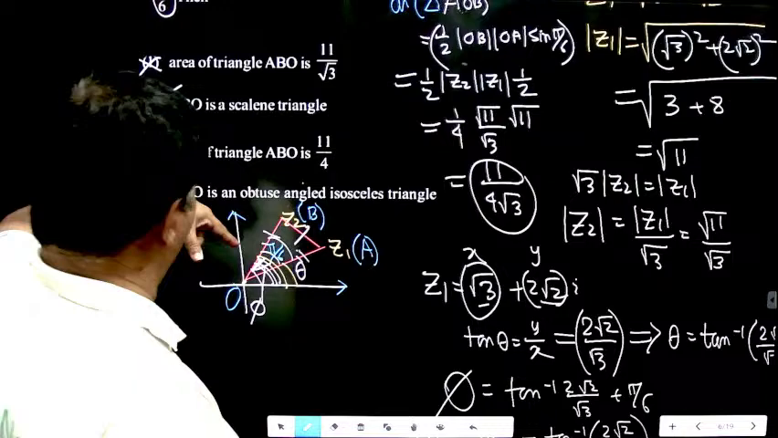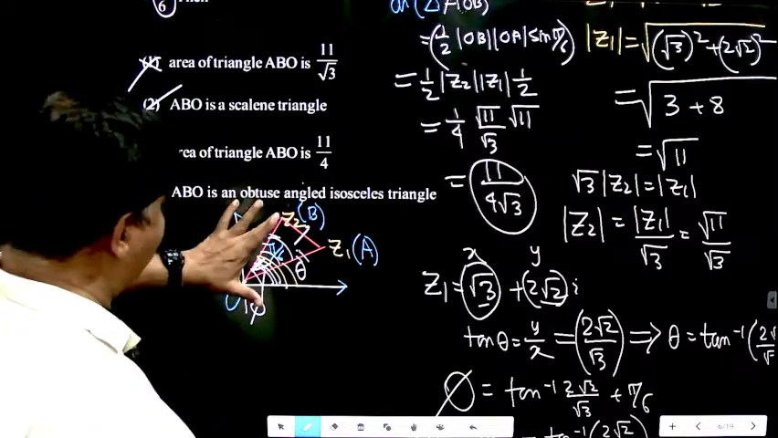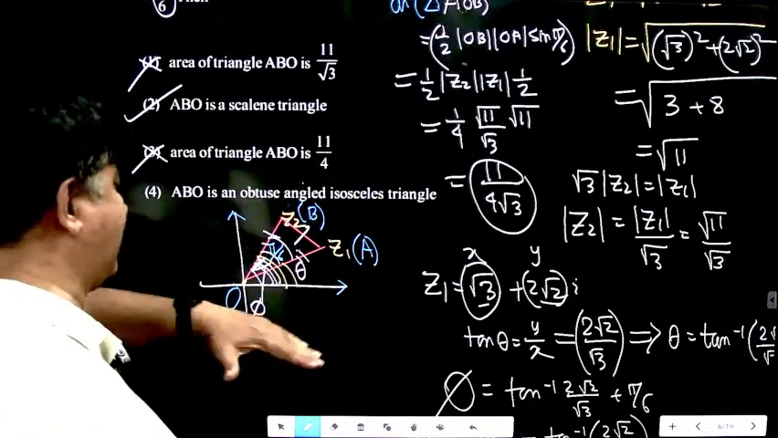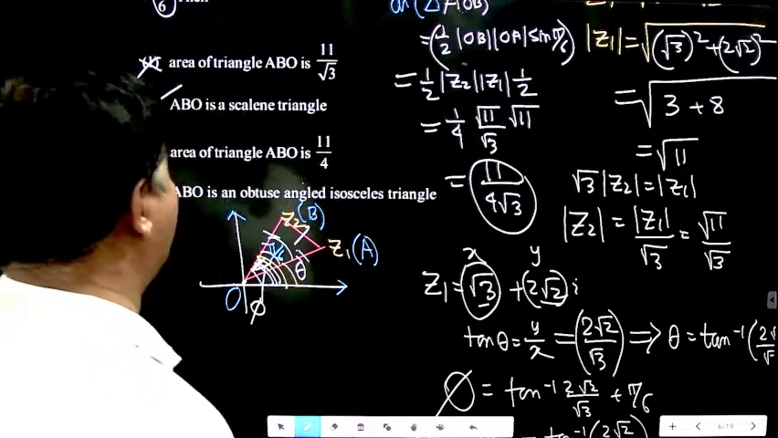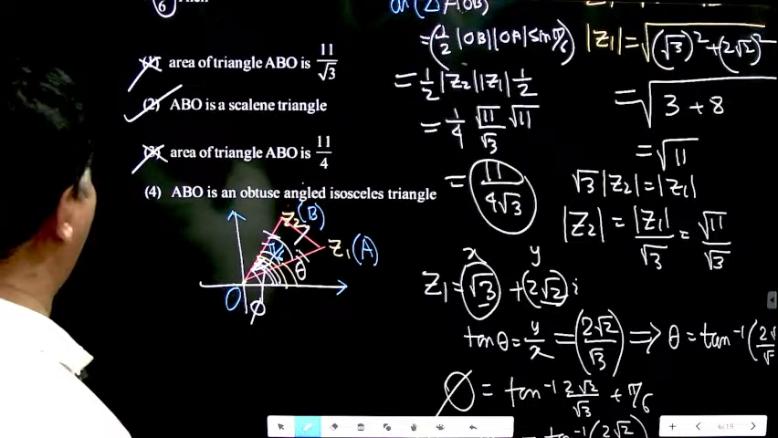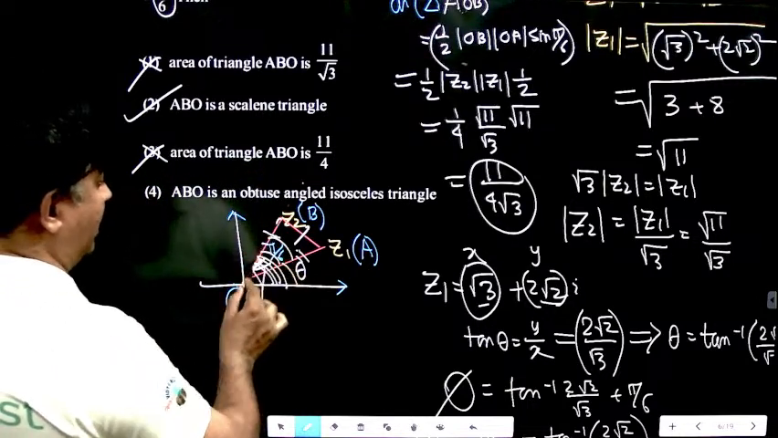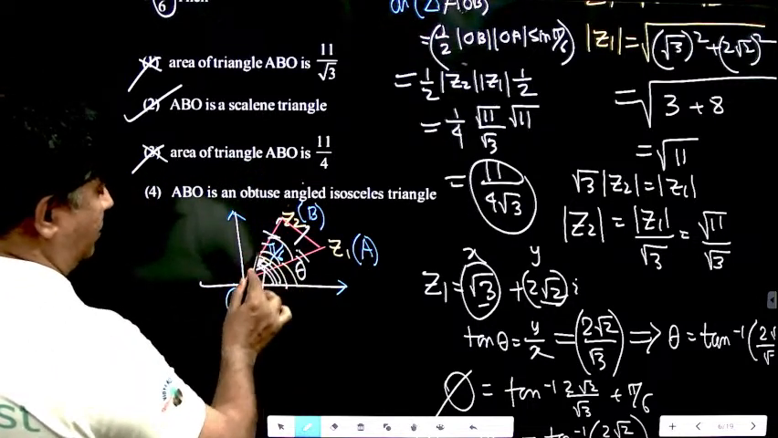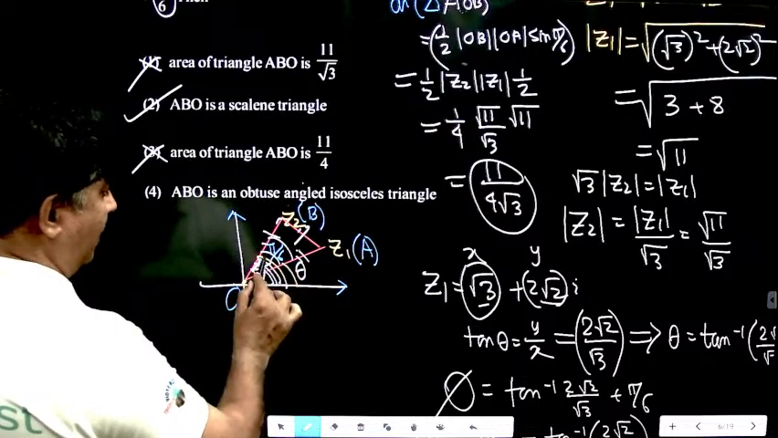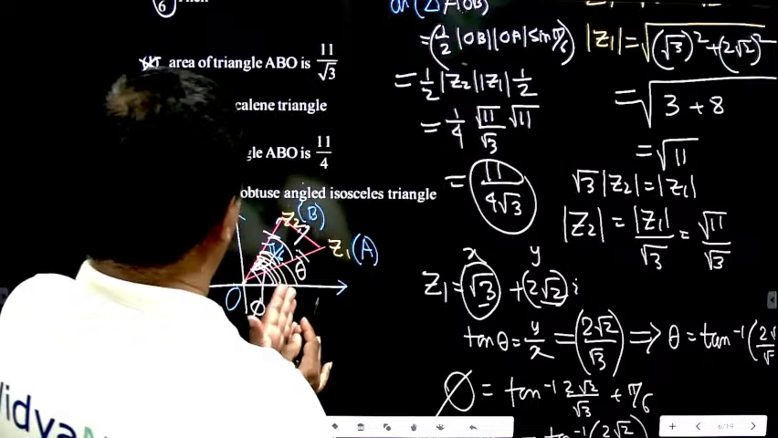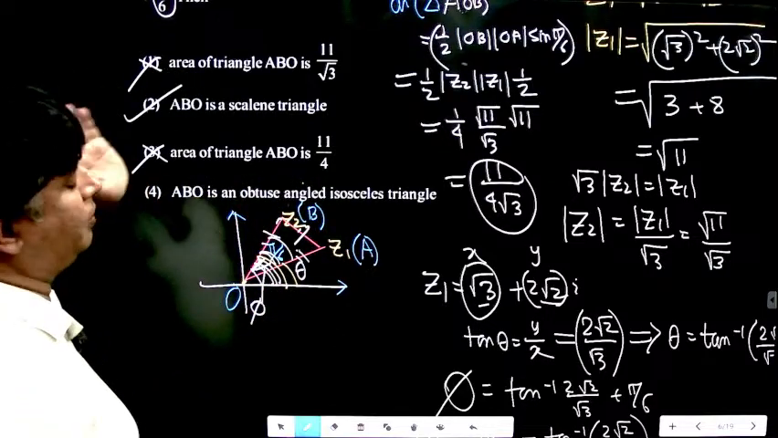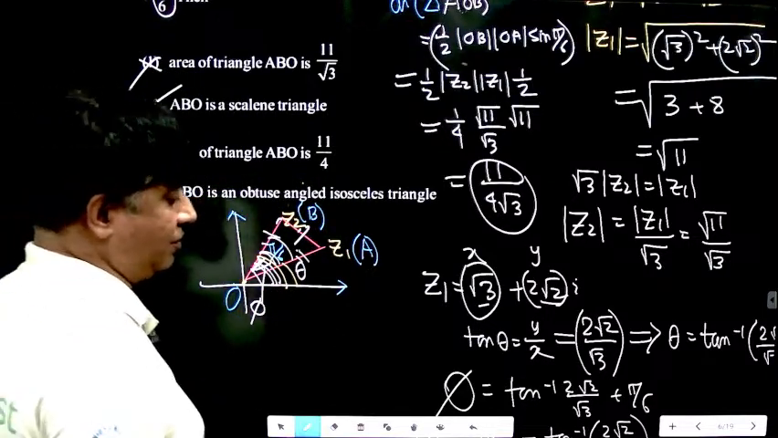Now we have observed that the angle formed by Z2 with the x-axis cannot be found. That is not a standard value. Okay, then how to find? Then you observe this length, this is root 11, this is root 11 by root 3. An angle between this is also pi by 6, lesser than 90. So it is a scalene triangle, it cannot be an obtuse angle or isosceles triangle.